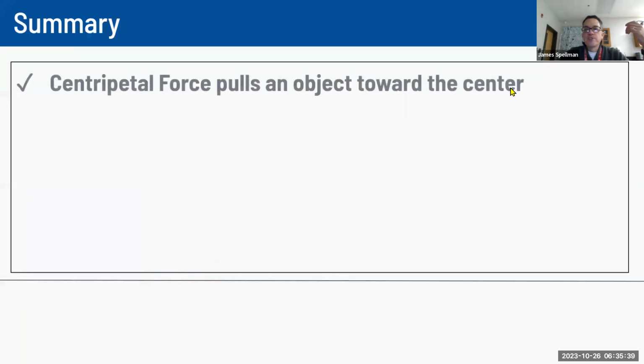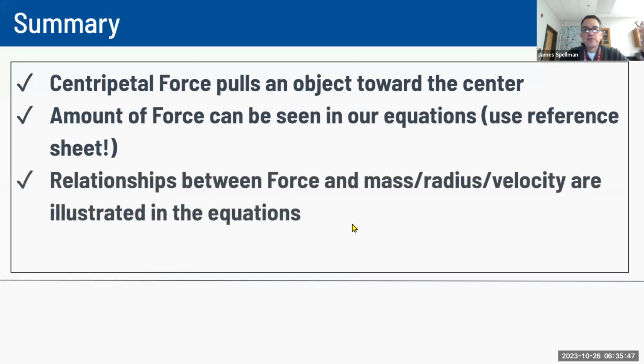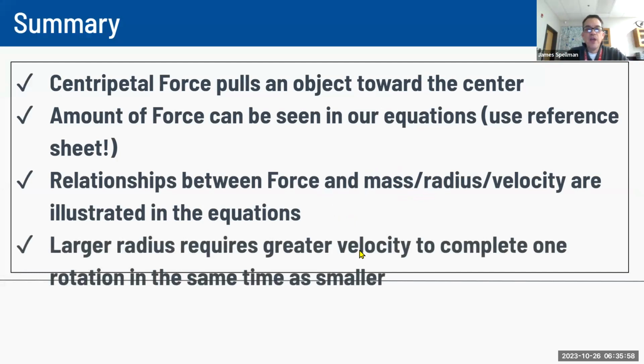All right, so in summary, since centripetal force is pulling an object towards the center, we can calculate the amount of force and see the relationships in our equations between mass, radius, and velocity. Some of these go up, the force goes up; some go down, the force goes down. And you can use your formula to see how those work by replacing them with ones. And then again, the last thing to keep in mind is that the larger the radius gets from the center, the faster something has to go to complete that trip in the same amount of time, because the distance ends up being larger.